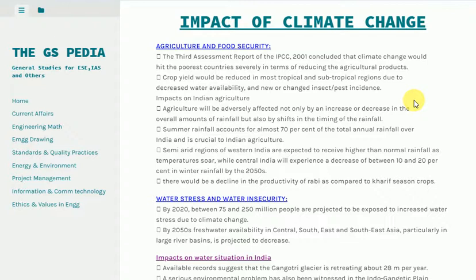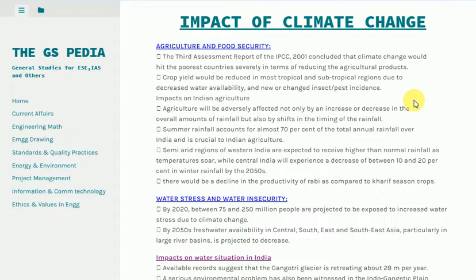Agriculture will be adversely affected not only by an increase or decrease in the overall amounts of rainfall, but also by shifts in the timing of the rainfall. Summer rainfall accounts for almost 70% of the total annual rainfall over India and is crucial to Indian agriculture. Semi-arid regions of western India are expected to receive higher than normal rainfall as temperatures soar, while central India will experience a decrease of between 10 and 20% in winter rainfall by the 2050s. There would be a decline in the productivity of rabi as compared to Kharif season crops.